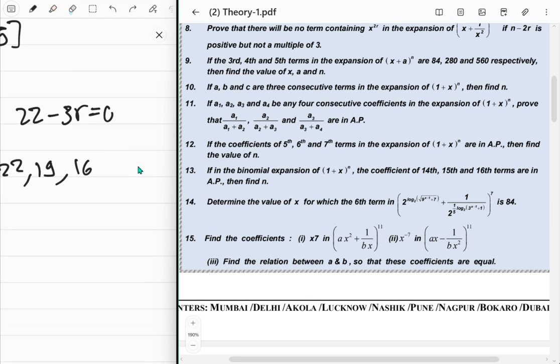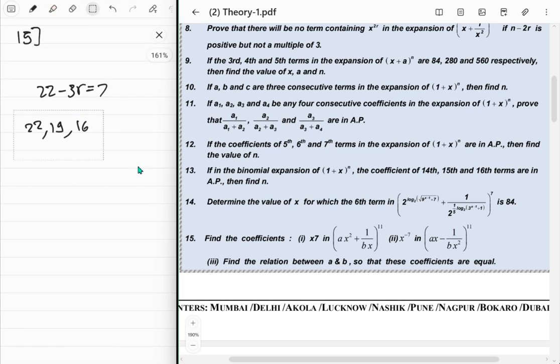Oh, sorry, it's not 0. It's 7. What am I doing? It's 7. 3 minus 7 is just 15. 15 is equal to 3r. R should be equal to 5. There you go. So r is equal to 5.